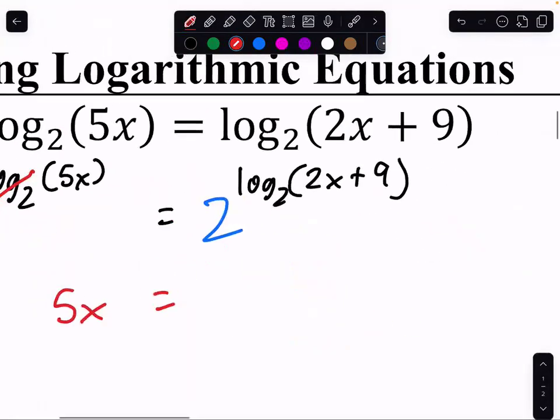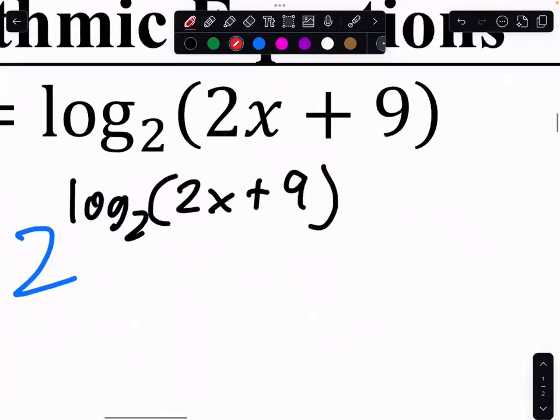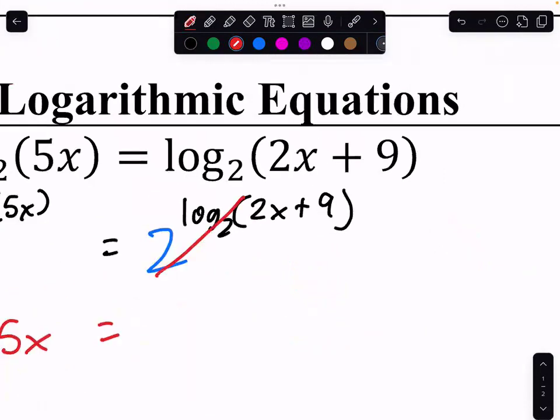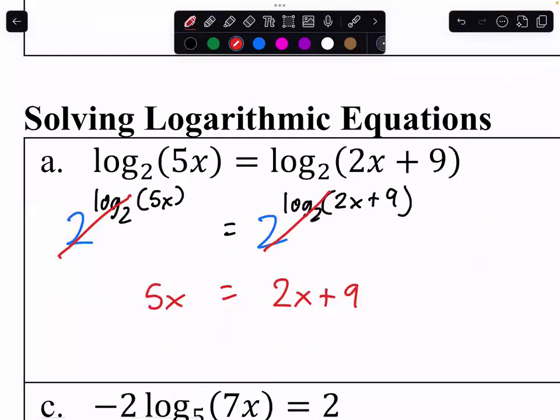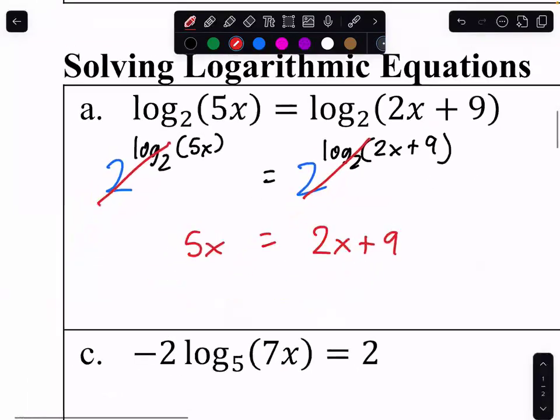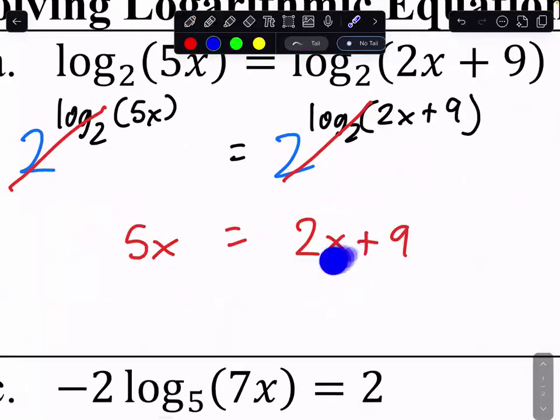And over here, again, the 2 to the power of log base 2 cancels out, leaving the 2x plus 9 behind. Okay, so for this problem, both sides had something cancel out. Now once you get here, you have x's on both sides of the equal sign.